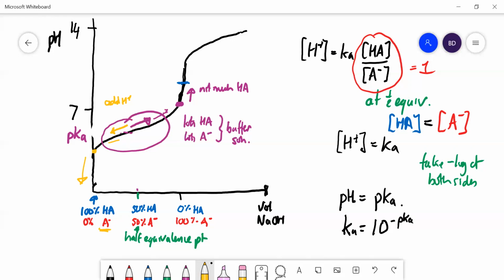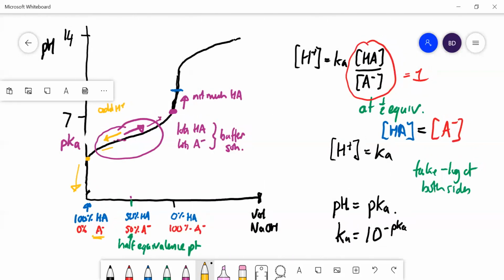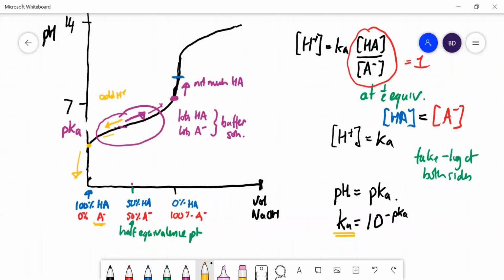So the titration curve for a weak acid against sodium hydroxide shows a lot of things. It enables us to work out the Ka of the acid, and it also gives us some insight into what's happening in a buffer solution in this region here.